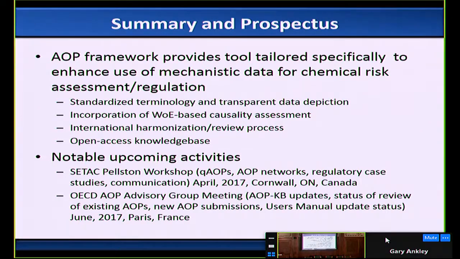I'm going to just touch briefly on a couple upcoming activities relative to AOPs. There's a Society of Environmental Toxicology and Chemistry Pellston workshop early next month in Canada that's going to be looking at a number of advanced concepts relative to AOPs, including QAOPs, quantitative AOPs, AOP networks, and regulatory case studies, and these are both human health and ecologically oriented studies. There's an OECD AOP advisory group coming up in June in Paris that's looking at some of the newer developments, including a new version of the user's manual.